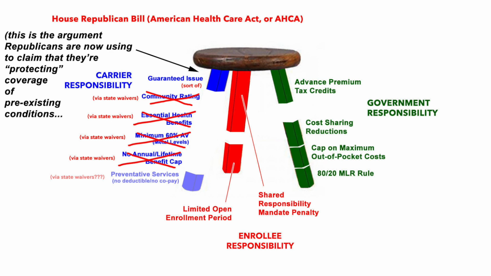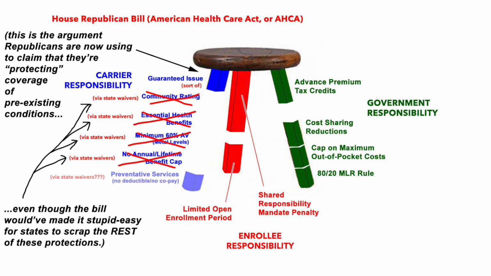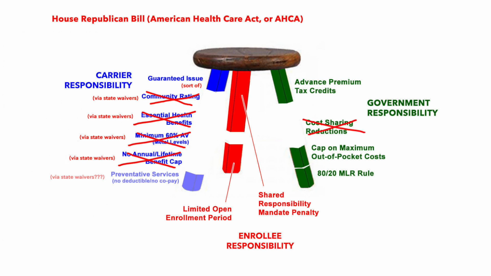This, by the way, is the argument that Republicans are now using to claim that they're protecting coverage of pre-existing conditions, even though the same bill would have also made it stupid easy for states to scrap the rest of these protections. It also would have appropriated funding for cost-sharing reductions for 2 years before eliminating it altogether. It then would have used state waivers to eliminate the cap on maximum out-of-pocket expenses, and also would have killed off the 80% MLR rule.